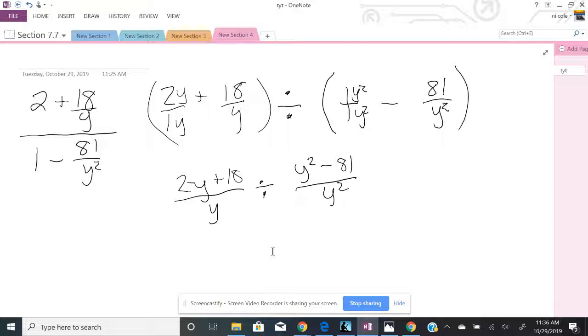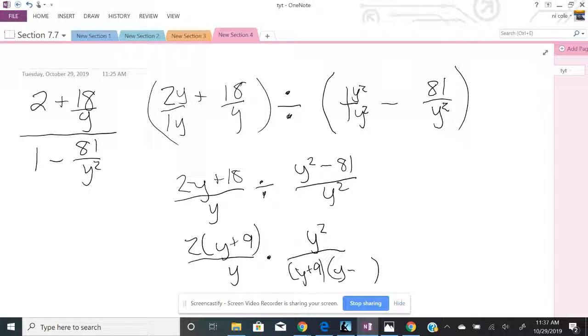Okay, now I'm going to do my keep, change, flip, and factor at the same time. So this numerator, I have a greatest common factor, which is 2. So I've got 2 times y plus 9 over y times the y squared comes up on top. Now I'm going to look at this. Can I factor this? And the answer is yes, because this is a perfect square. That's a perfect square, and that's got that minus sign. So that can become y plus 9 and y minus 9.